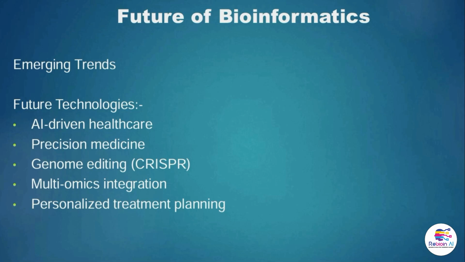Another important area is precision medicine. Precision medicine focuses on patient specific treatment based on individual genetic information. Genome editing technologies like CRISPR are also transforming modern biology. CRISPR allows scientists to edit genes with remarkable precision. Bioinformatics is essential for analyzing and designing these genetic modifications safely.